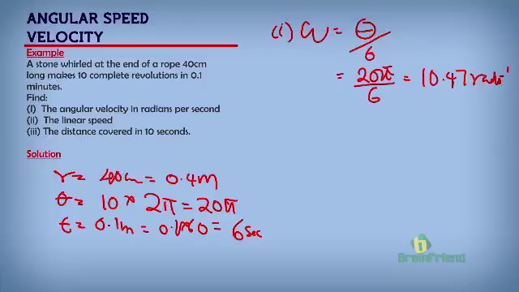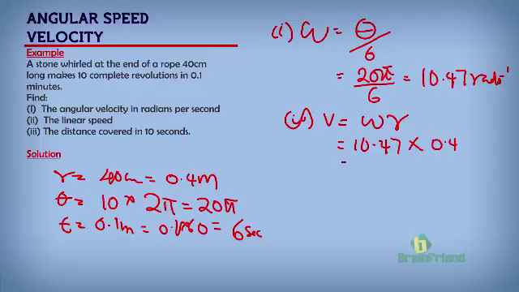Next, we're going to look at the linear speed. The linear speed, V, is the angular speed omega times the radius. And we have found the angular speed to be 10.47 radians per second times the radius, which is 0.4 meters. And that gives us 4.19 meters per second.